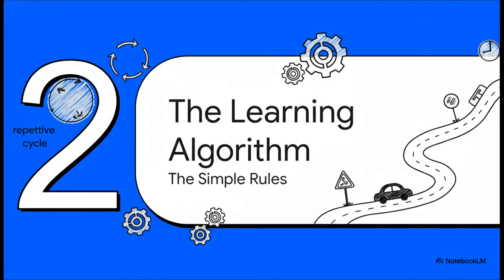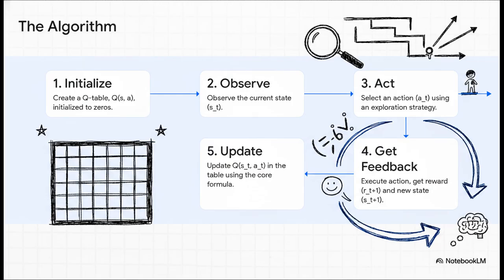Okay, so we've got the formula, but how does an agent actually put it to work? Well, it follows a really simple, repeatable process. Let's check out the rules of the road. First things first, we give our agent a Q table. Just think of this as its memory, or maybe a cheat sheet. It's a grid that's going to hold a value for every possible move from every possible location. At the start, it's all zeros. The agent is a total blank slate.